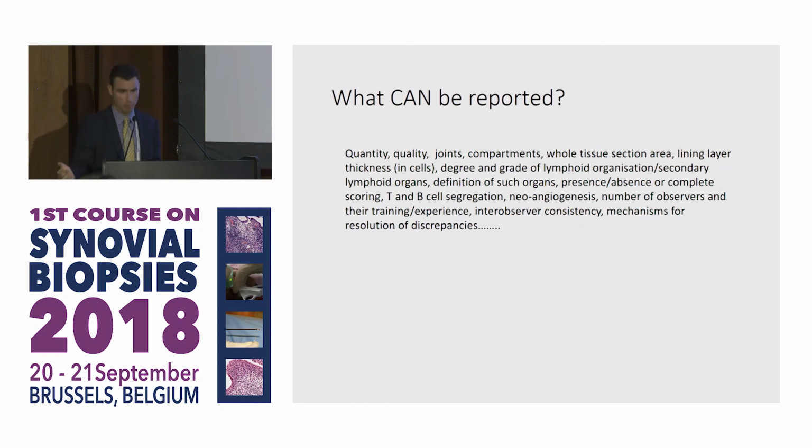So what can be reported in our papers? The quantity, the quality, the joint compartments, where did we take the tissue from, what was the whole tissue section area, the lining layer thickness and cells, the degree and grade of lymphoid organization or secondary lymphoid organs, definitions of what such organs actually are, the presence or the absence, or do you score them separately, talk about T and B cell segregations, whether there's neoangiogenesis, and if there is, how do you report that?